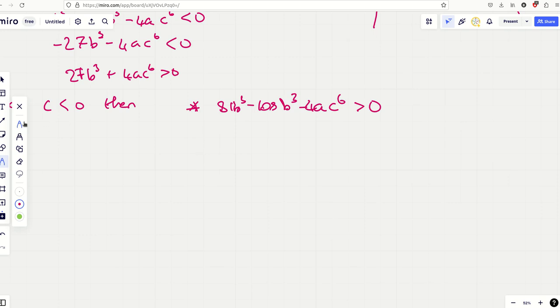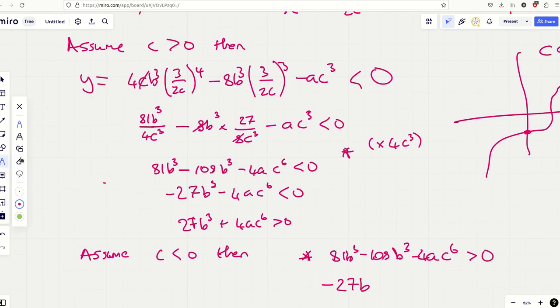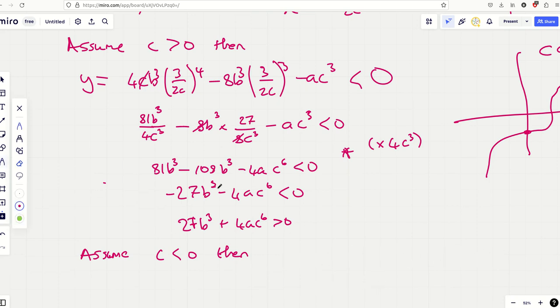We're going to get minus 27b cubed. Oh, but hang on a second. No, you've got to go back to the start of the argument because this should be greater than 0. Yeah, and that's why it works out. Sorry. Let's make it real clear for the examiner as well then.